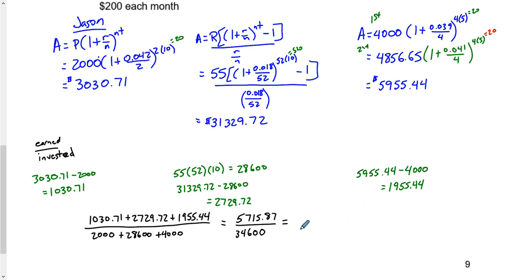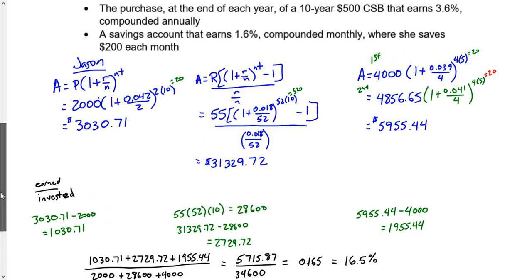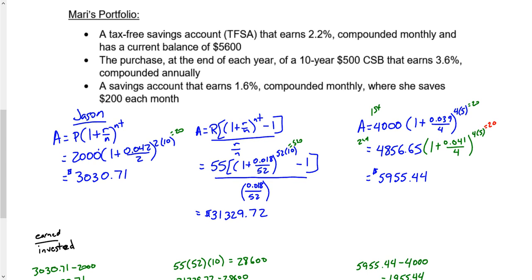So if I take my 5715.87 divided by the 34,600, I get 0.165198555, which means he has a rate of return of 16.5% on his investments. We're going to do the same calculations for Mari, however the pronunciation is.